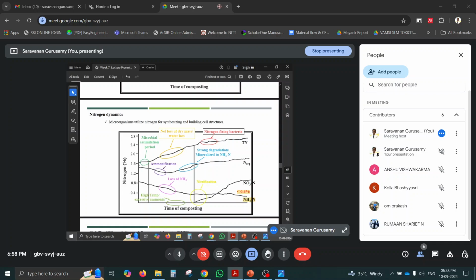Okay, so ammonification will happen, loss of ammonia will happen, then nitrification. Nitrification is the conversion of ammonia to nitrate. That is, nitrification will happen. Okay, so all three added up will give you the total nitrogen.